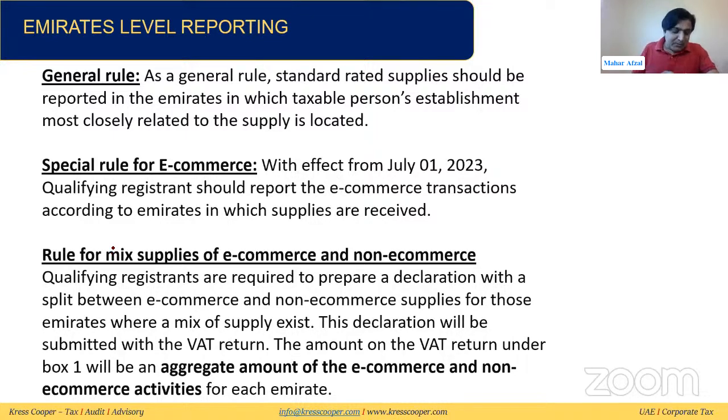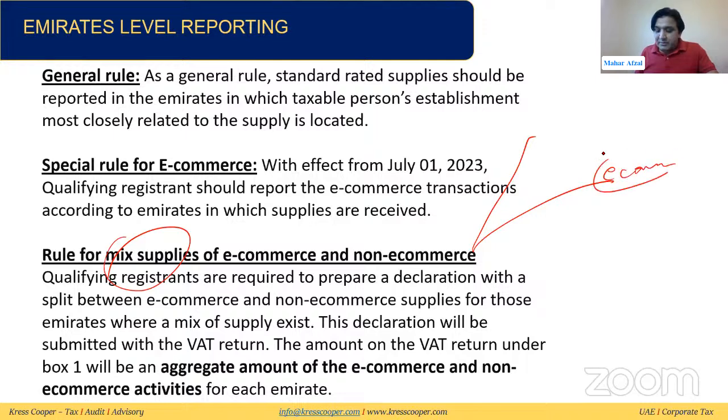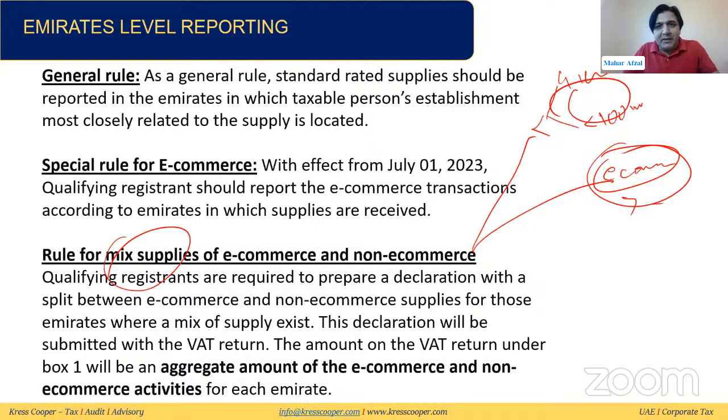One person can have mixed supplies as well. So for mixed supply, they need to identify e-commerce supply of more than 100 million, and supply of less than that, so there are two categories. General rule applies to less than 100 million supply. There is a different criteria. In case of mixed supply, we need to identify supply under the special rules and supply under the normal rule, then we consolidate it.